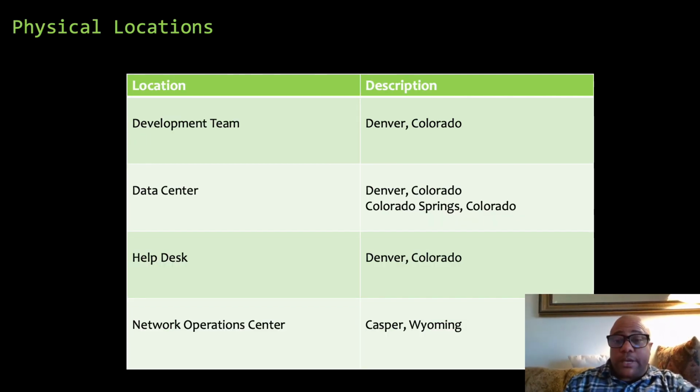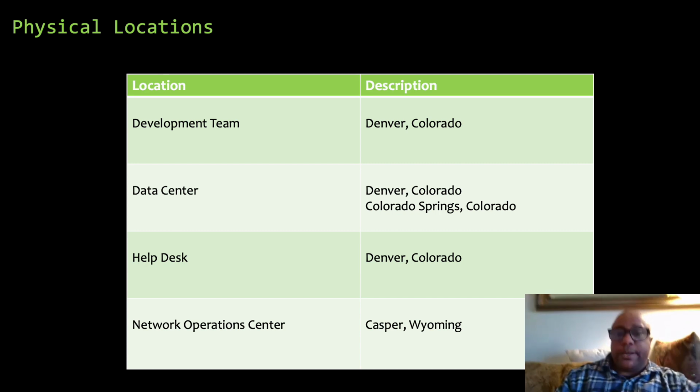So these are the physical locations where everything was managed with the app. The development team worked out of Denver, Colorado. The data center was headquartered, located in Denver and Colorado Springs. The help desk was at the Denver location, and the network operations center is in Casper, Wyoming.